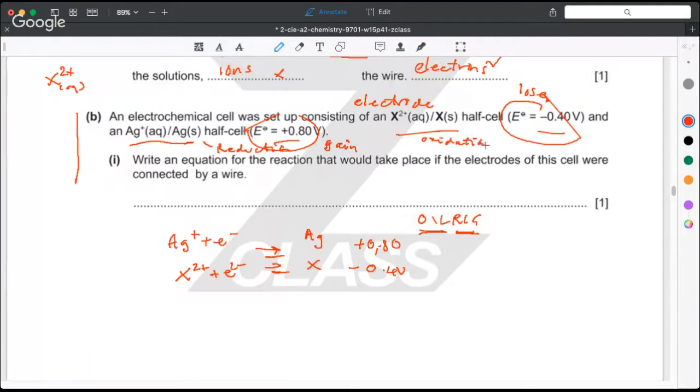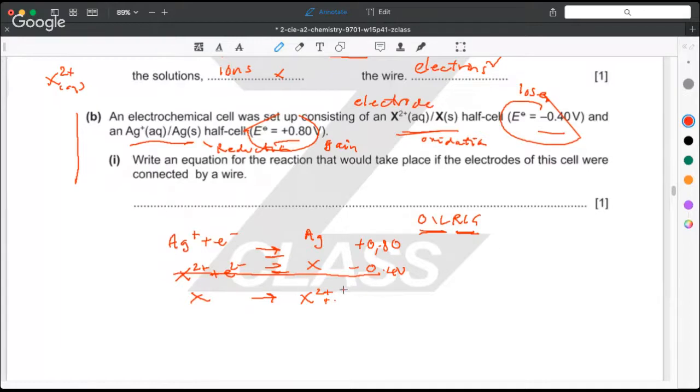Okay, so that means we've got to turn one of these around. And the one that gets turned around is the one that is losing electrons, which is this one here, isn't it? So we're going to take that one and turn it round. So let's just take that one out of the picture for a moment and turn it round. That's going to be going to that, plus two electrons.